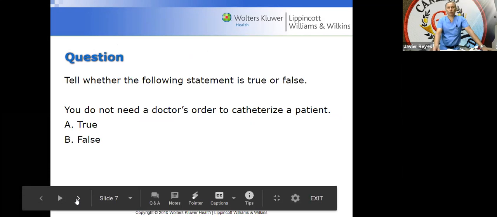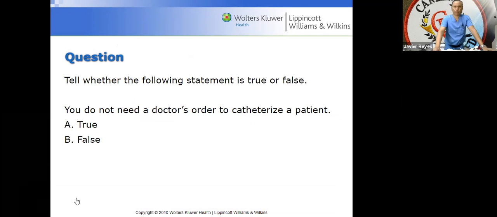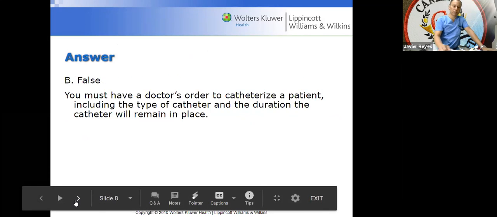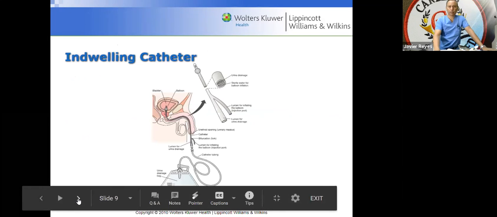Tell whether the following statement is true or false. You do not need a doctor's order to catheterize a patient. Of course, that's false. You cannot do any invasive procedures without the physician's order, okay? Please make sure you have a doctor's order before you insert the catheter.